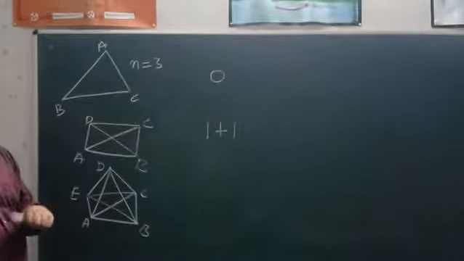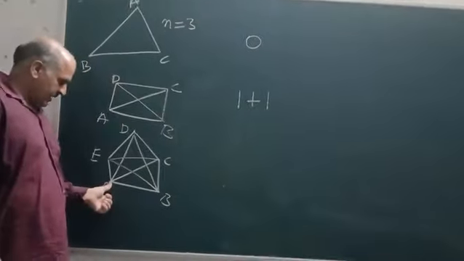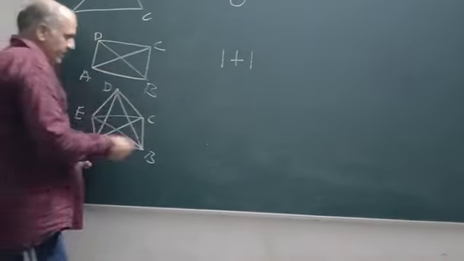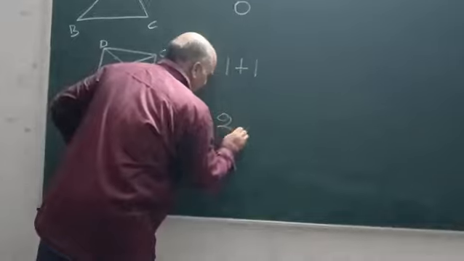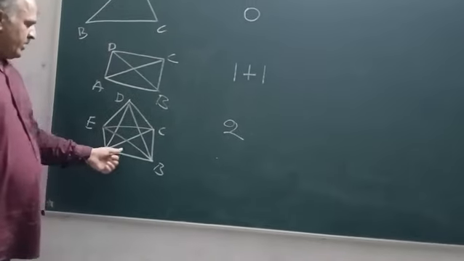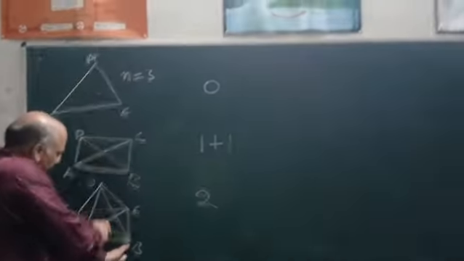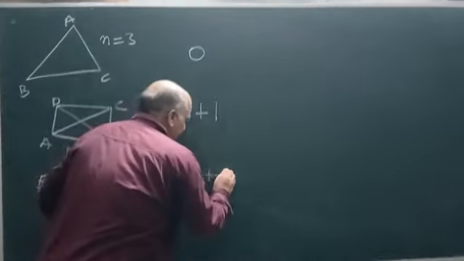So let us start its counting from vertex A. From vertex A, there are two diagonals, AC and AD. So how many diagonals from vertex A? Two. The same is the case with vertex B. There are two diagonals, BE and BD.